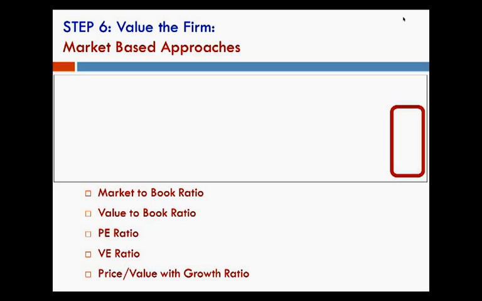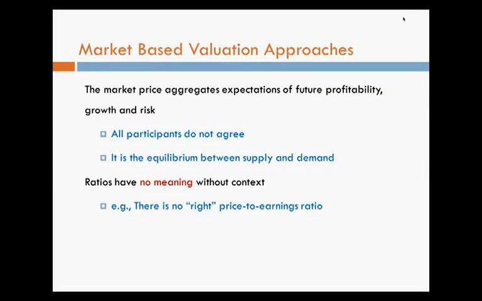We will go through market to book, value to book, market to book, value to book, PE, and B. Okay, those are the 4. And then this newfangled thing, price with growth ratio, kind of hangs off at the end. So it's what I just said here.